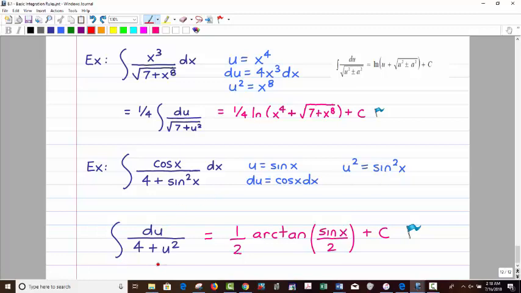So it's du over 4 plus u squared. It's the arctan, so a is 2, square root of 4. 1 over a is 1/2. Arctan of u over a, sine of x over 2, plus c. And that concludes this video on basic integration rules.